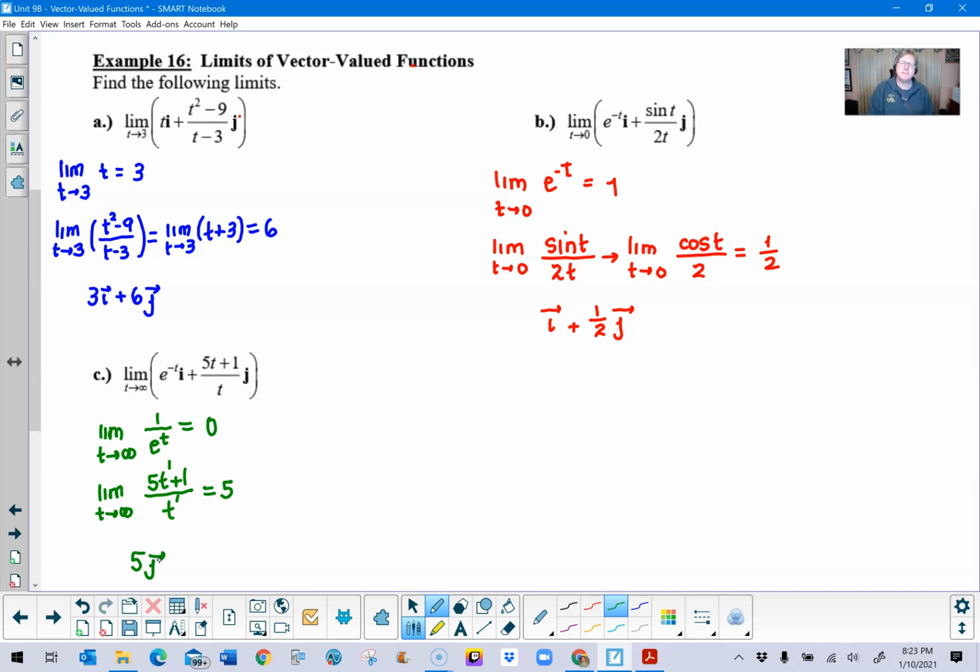Basically, taking a limit of a vector valued function just consists of two separate limit processes, much like what you did in the beginning of the course, and then you rewrite your final answer as a vector. Hopefully this helps. We're going to finish up the video series with some talk about continuity and derivatives of vector valued functions. Stick around for those videos.